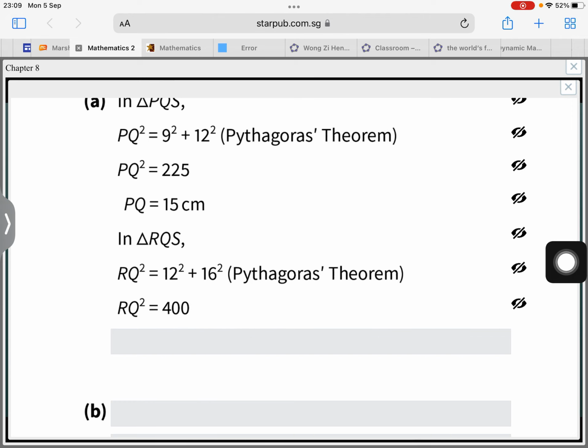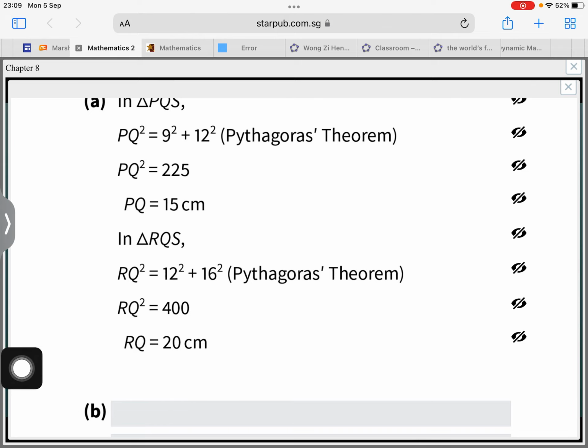Do your calculations. When you key 12 square plus 16 square into a calculator, you get 400. Then you take square root on both sides: RQ equals plus minus square root of 400, you should get 20. So RQ equals 20 cm, reject negative 20. Please take note.